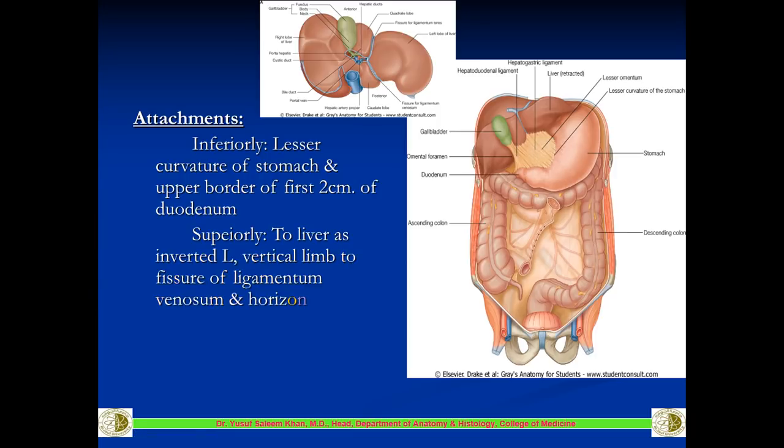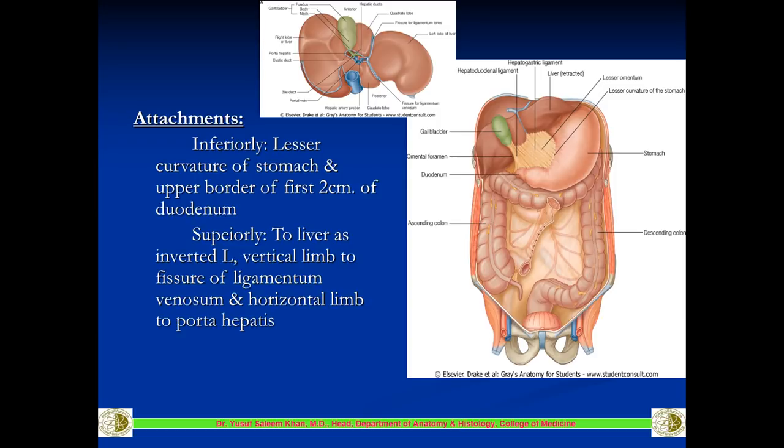As I said, it is attached to the liver in the form of an inverted L. How is it attached? It has a vertical limb as well as a horizontal limb. The vertical limb is the fissure for the ligamentum venosum. So it is extending from here. If you can see here, this is the liver. This has been reflected, so you can see the lesser omentum much more clearly.